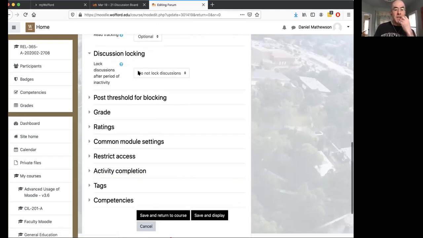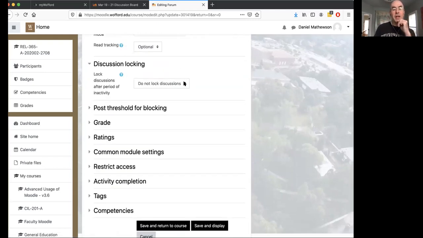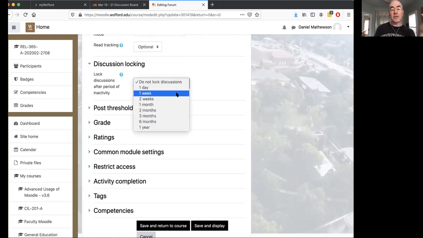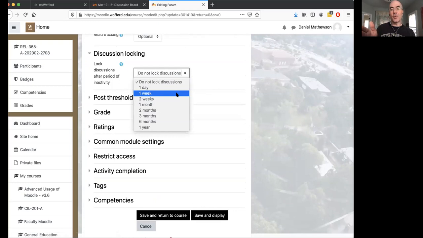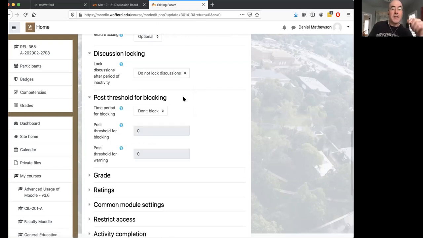Discussion locking, this is the section where if you want to shut a forum down after like a week, so say there's a forum going and no one posts on it for a week, then it'll be locked. No one can post on it after that. I don't mess around with that. This is something I'm going to think about though.